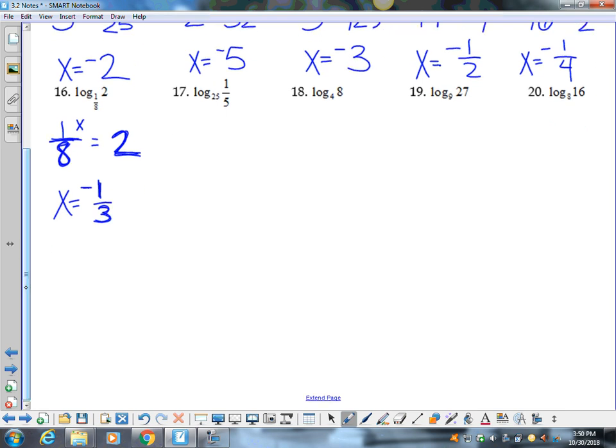Let me do a what if. Log base 1/8 of 1/2. Okay, check this one out. Get me from an 8 to a 2.